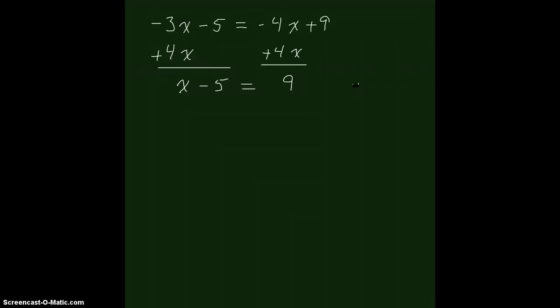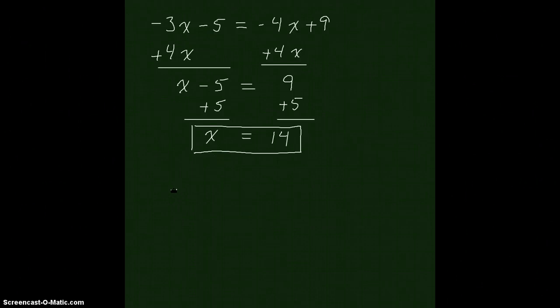Well, this is in the general form now. A is 1, b is minus 5, c is 9. Now I can add 5 to both sides of the equation. When I add 5 on the left hand side I just get x because minus 5 and plus 5 equals 0, and here I add 9 and 5 and get 14. So my answer now is x equals plus 14, and we could check this as we did before.